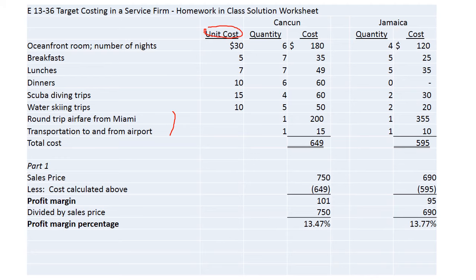Now, if we want to express that as a profit margin percentage, we're going to divide the profit margin by the sales dollars. For Cancun, that's going to give us a 13.47% profit margin, and for Jamaica, it's going to give us a 13.77% profit margin. So these are pretty close here.